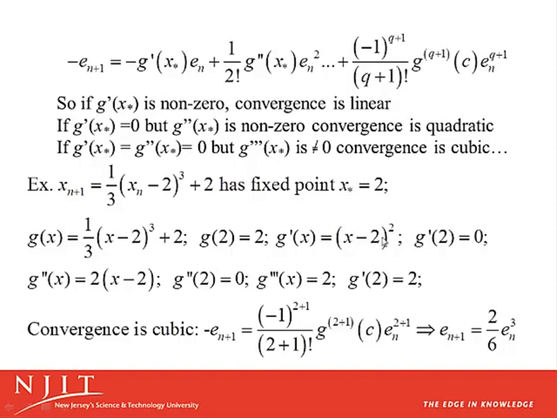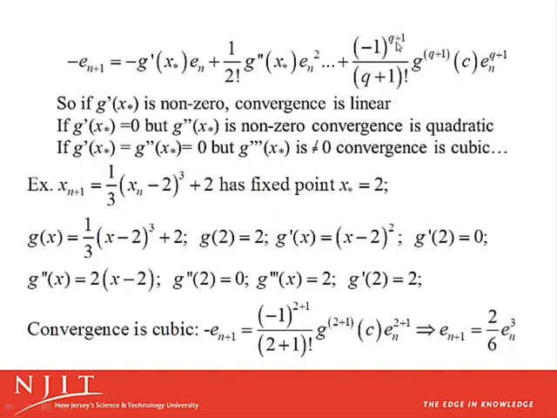G prime at our fixed point, G prime at 2 is 0. G double prime is 2 times x minus 2, so G double prime at x equal 2 is 0. And G triple prime is just 2, so G triple prime at 2, or anywhere, happens to be 2. We can plug that all into the formula up here. The G prime at x star term is 0, the G double prime at x star term is 0, and q is equal to 2.